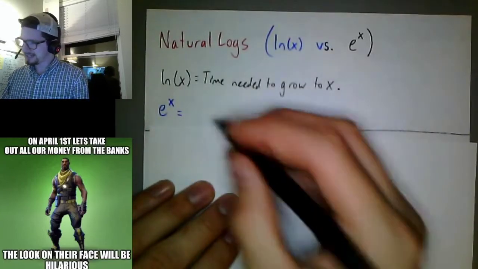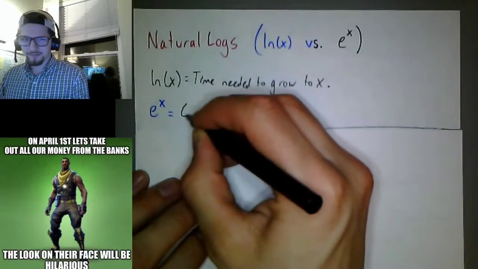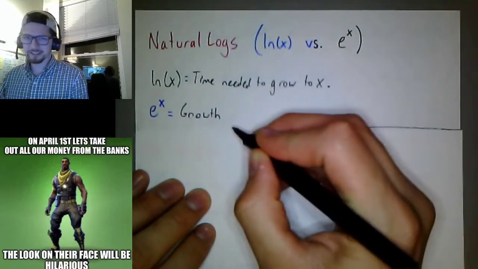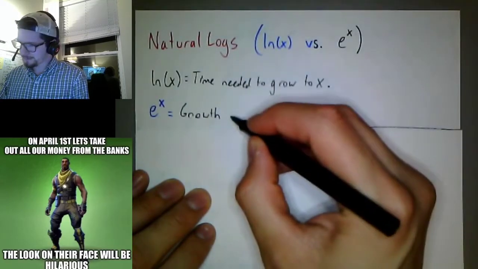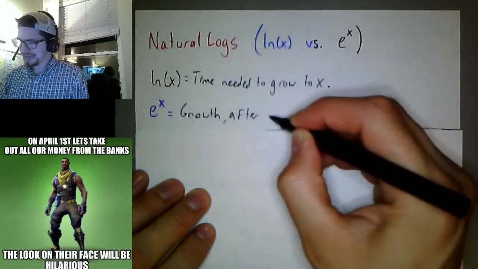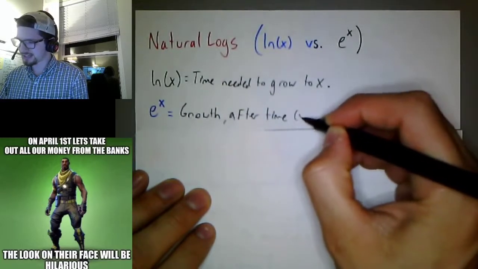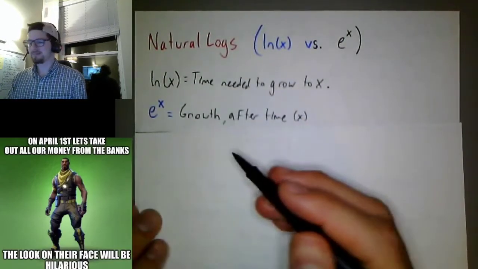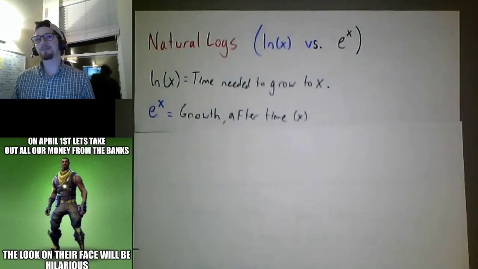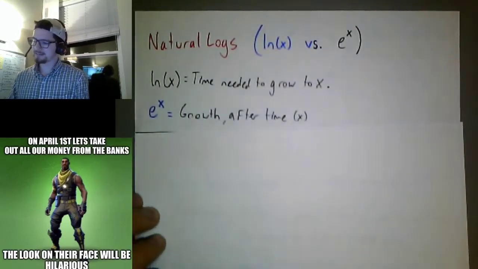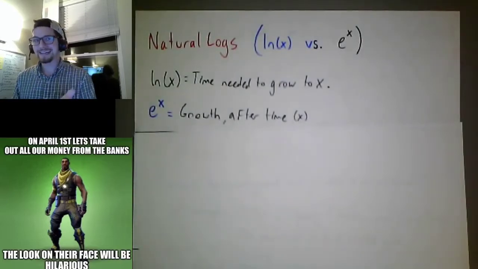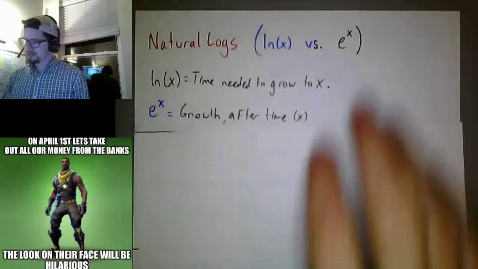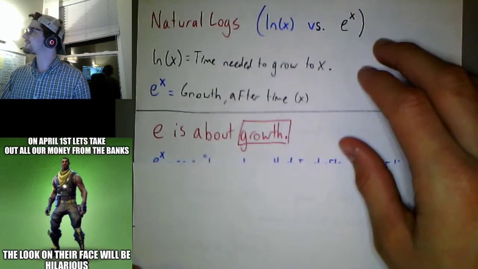What does e do? e is the growth after time, which is x. So these are kind of flipped. So the natural log is saying, how much time do I need to get to x? e of x is saying, how much do I need to grow to get to time? So one helps you find the growth, the other one helps you find the time. So let's see where this takes us next.